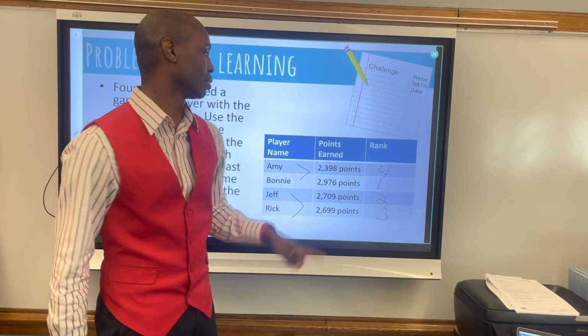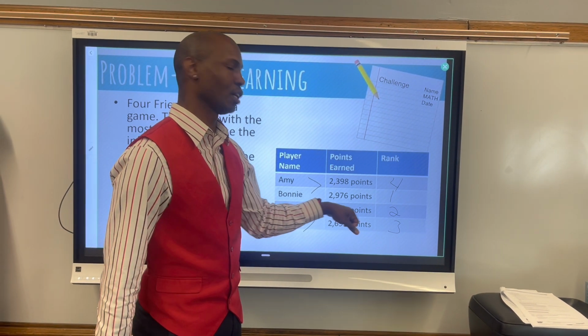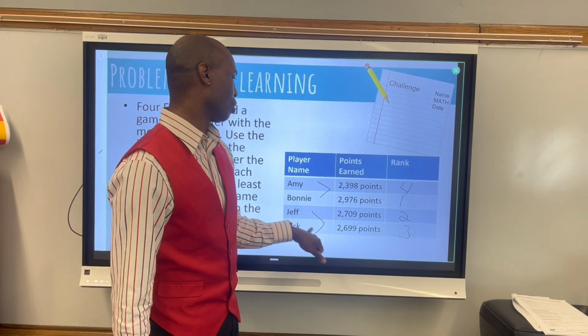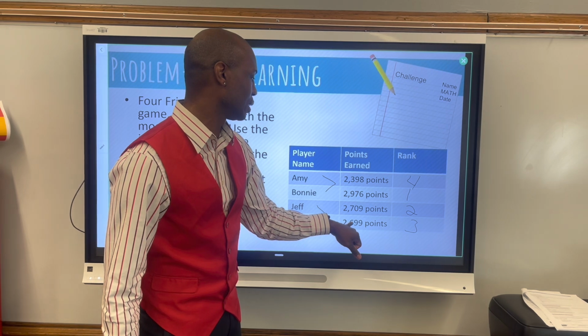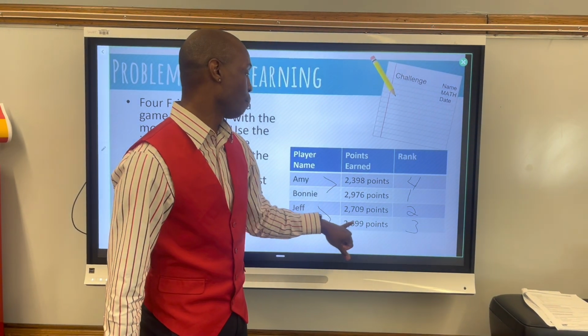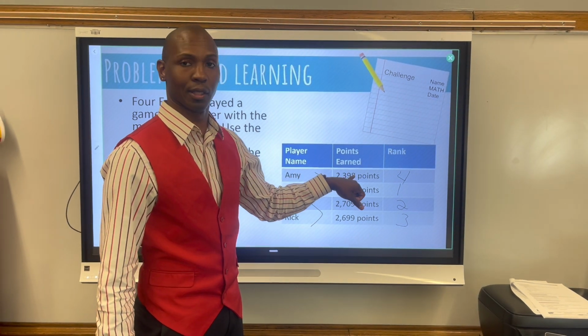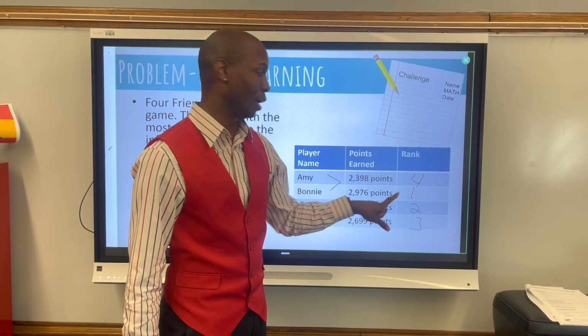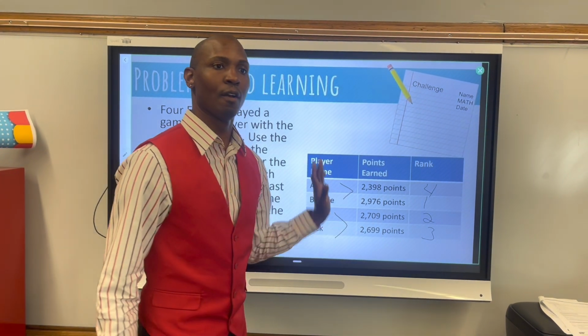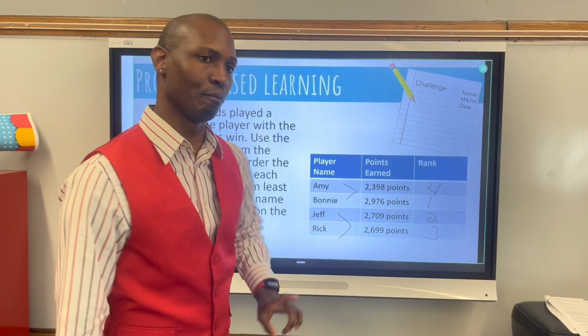2,976, and can articulate that. I would know that Jeff would be second in line because 2,709. I know Rick would be next because 2,699 is less than 2,709, but is greater in value than 2,398. So my order of word problems would be like this, and this would be how students will be able to show me they have mastered this.